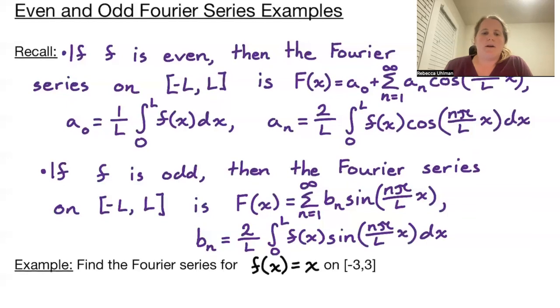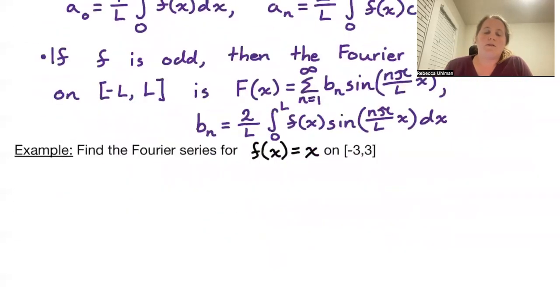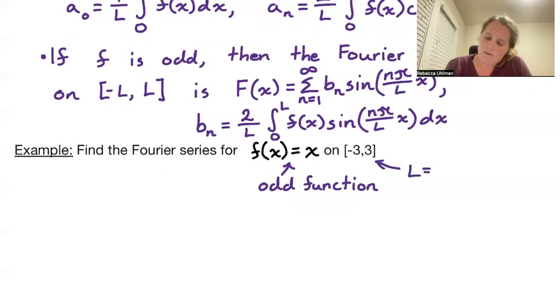So we are going to go ahead and start off by finding the Fourier series for f of x equals x over the interval -3, 3. So f of x equals x. This is an odd function. It's a polynomial where the terms only are odd degree. And we have that L is equal to 3.